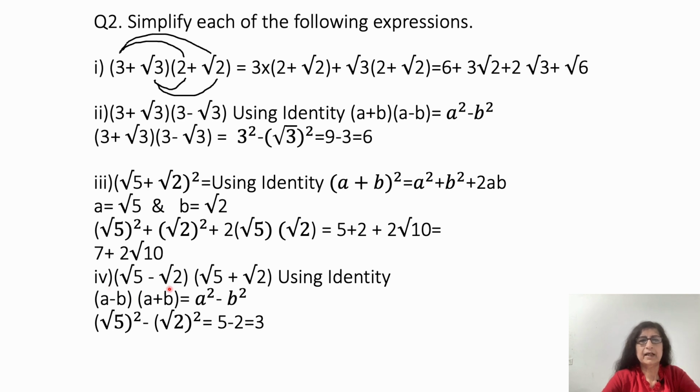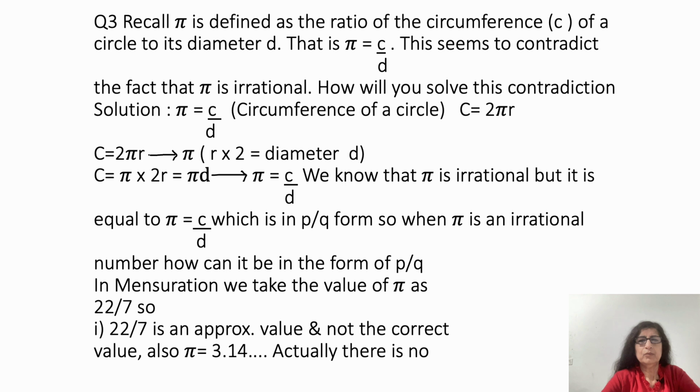Under root 5 minus under root 2 multiplied by under root 5 plus under root 2. Using identity a minus b multiplied by a plus b is equal to a square minus b square. We get under root 5 square minus under root 2 square. Under root 5 square is equal to 5. Under root 2 square is equal to 2. 5 minus 2 is equal to 3. This is the answer. We move on to question number 3.